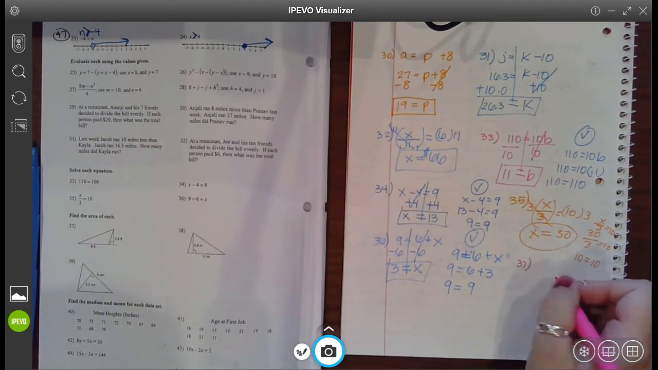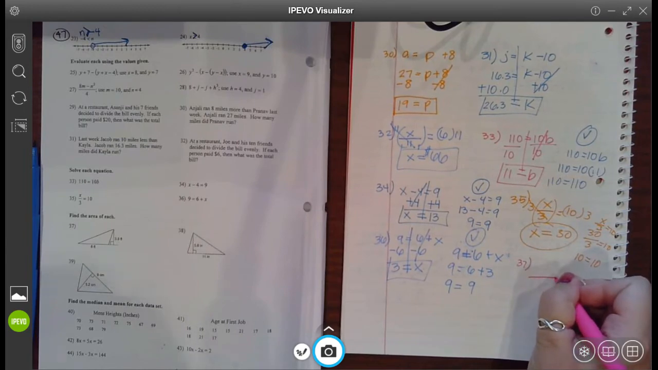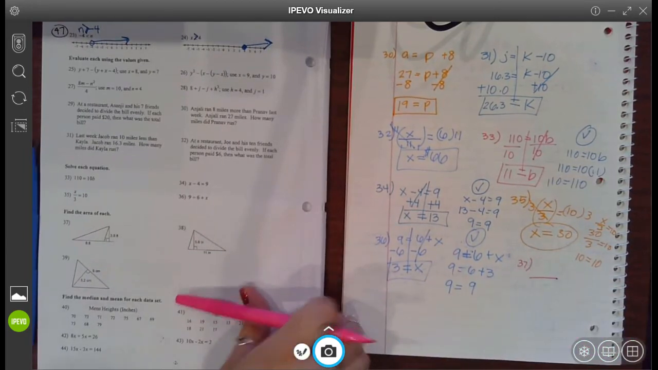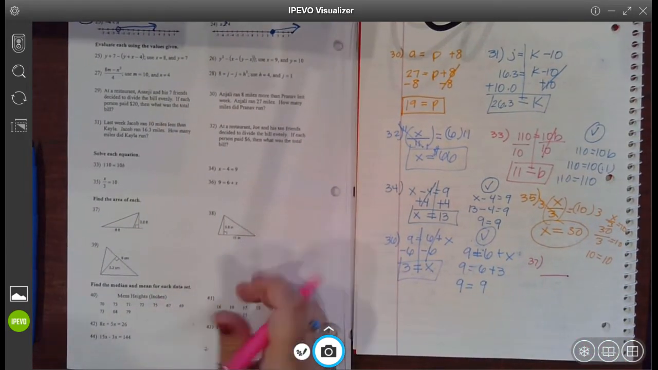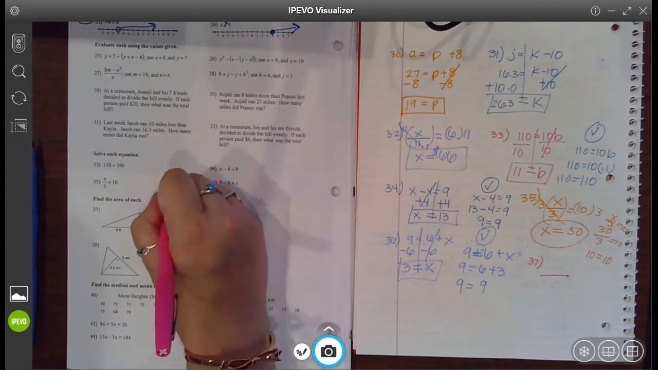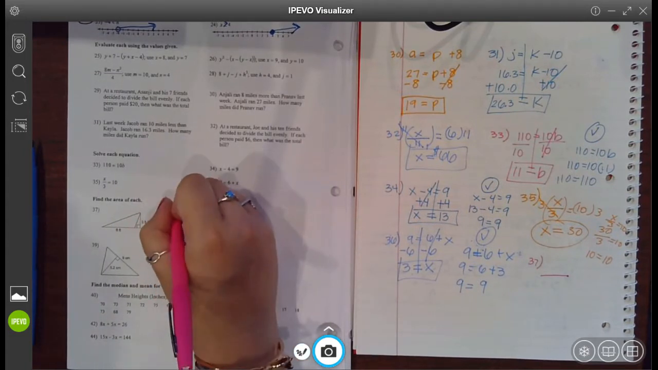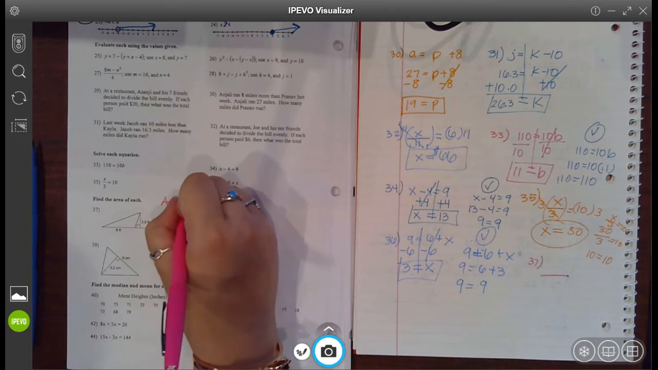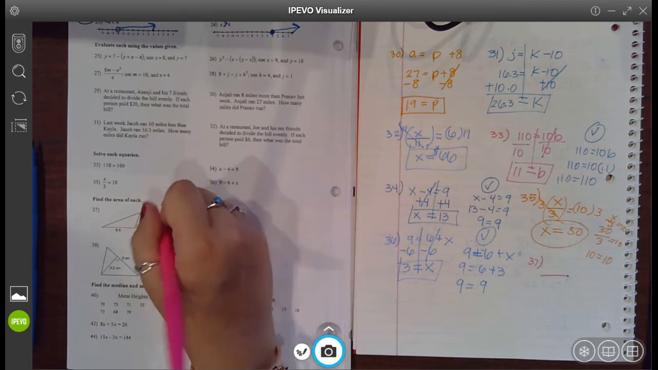37. You have a triangle. Actually, for these, I might show it directly on the paper. You want to find the area of each one. What's the formula for area of a triangle? 1/2 base times height, or base times height divided by 2. Same thing.